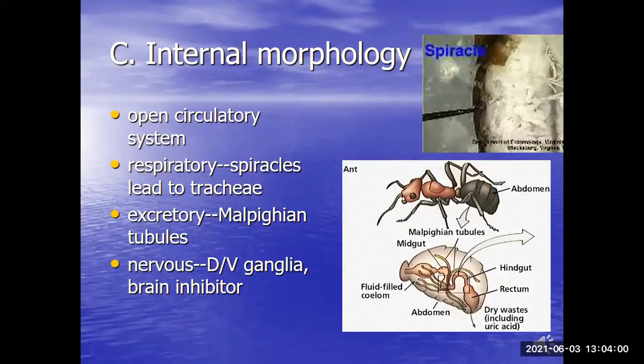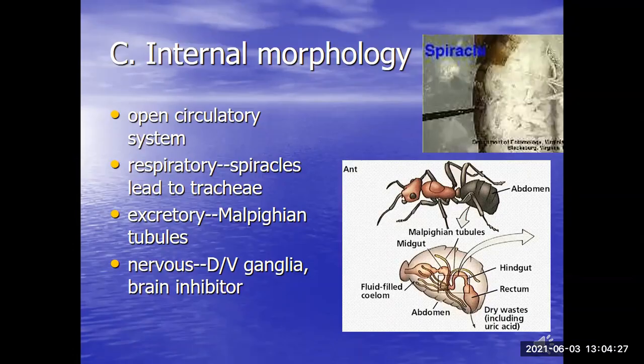Nervous system. These guys do have a nervous system. They have a brain, but if you chop off its head, it can still do a lot because it has these ganglia that are scattered about the body. Some are dorsal, that's the D. Some are ventral, that's the V. So we have a dorsal ventral ganglia system. We have groups of nerves scattered throughout the body.